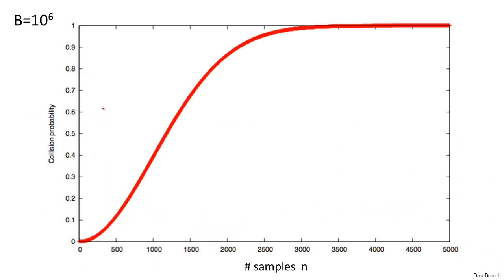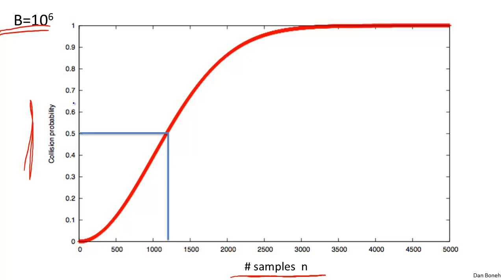So let me show you a graph of the birthday paradox. It's quite interesting how it behaves. So here I set b to be 1,000,000. In other words, we're picking random uniform samples in the range 1 to 1,000,000. And the x-axis here is the number of samples that we're picking, and the y-axis is the probability that we get a collision among those n samples.